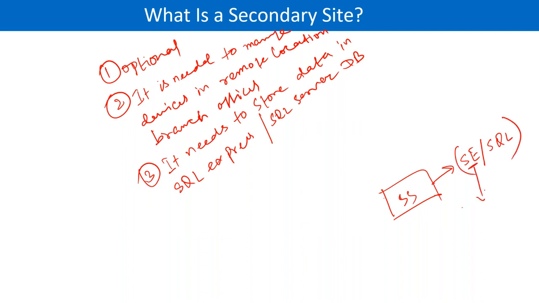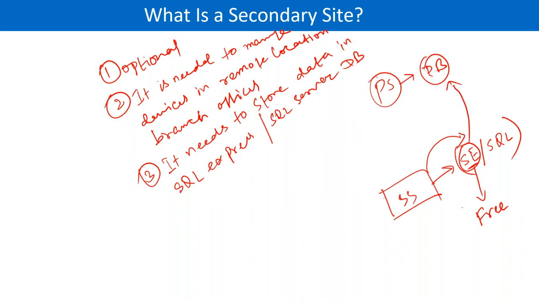SQL Express is basically free, so mostly we use this one, SQL Express. The secondary site is going to store the data here. And finally, it's like temporary storage, and the permanent storage will be on the primary site. It is going to replicate the data to the primary site database.